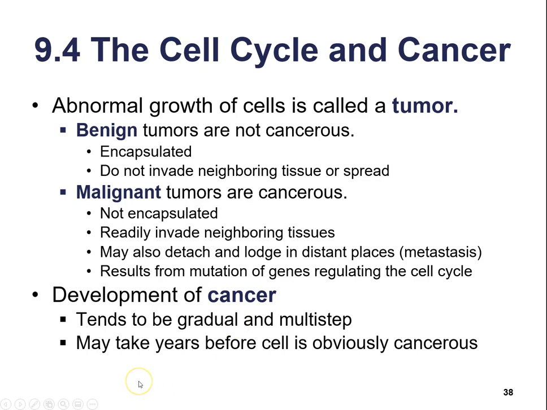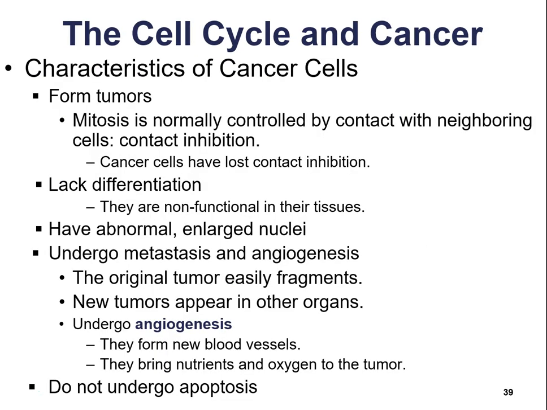So it could be years before a cell is obviously cancerous, but it probably had problems all along. But once there are enough problems, it leads to that cell becoming cancerous, okay? And so if we talk about some characteristics of cancer cells that you see, here are some of them. Cancer cells have the tendency to form tumors.